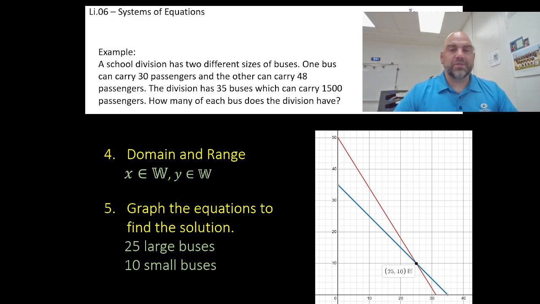I hope you enjoyed this video. Hope that it's been informative and helpful. When you're looking through systems of equations, make sure that you create both equations, the two equations, and make sure, again, you're defining your variables as you go through this, because we need to see those variables defined so we know what x and y represent.